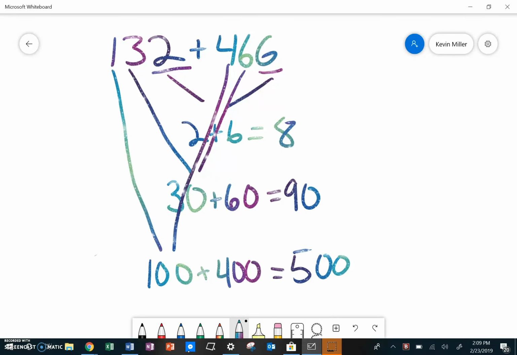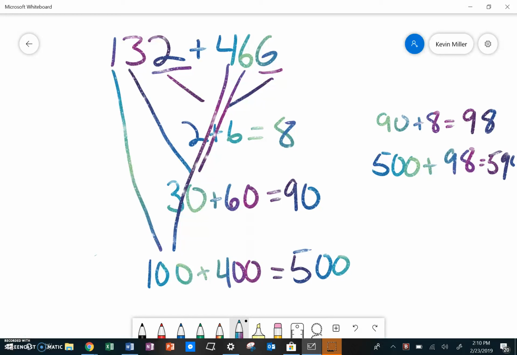Now the fun thing here is that it's really pretty easy because of all the zeros in some of these numbers to add these all together. So I know that 90 plus 8 is 98 because that 8 can slot right into where that 0 is. And I know that 500 plus 98 equals 598.